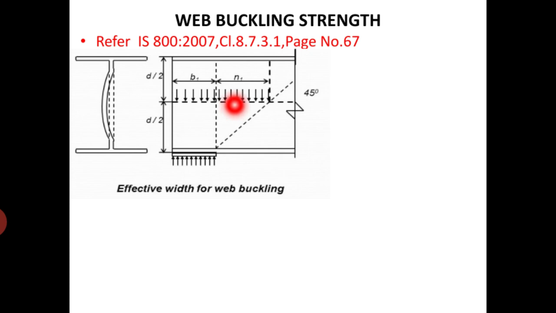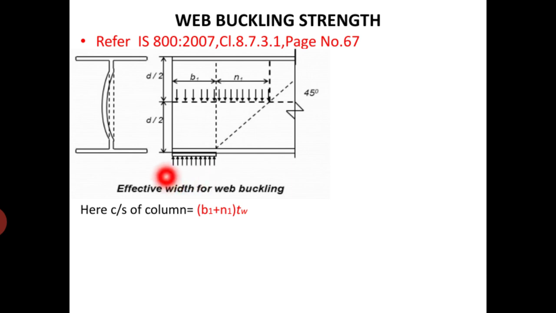Its theoretical treatment, or you can call it the calculation, is very complex. Hence empirical formulas based on experiments are used. One such assumption is made here, that the dispersion length is taken as b1 plus n1, where b1 represents the stiff bearing length.